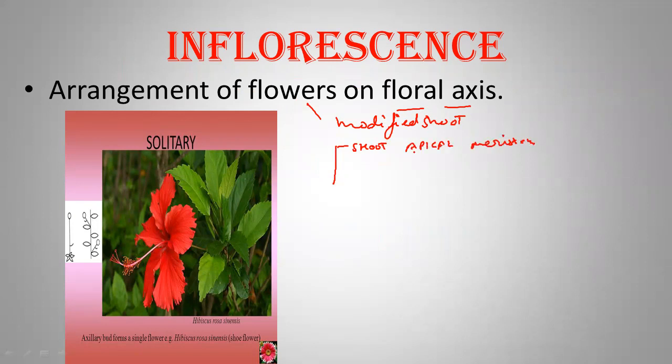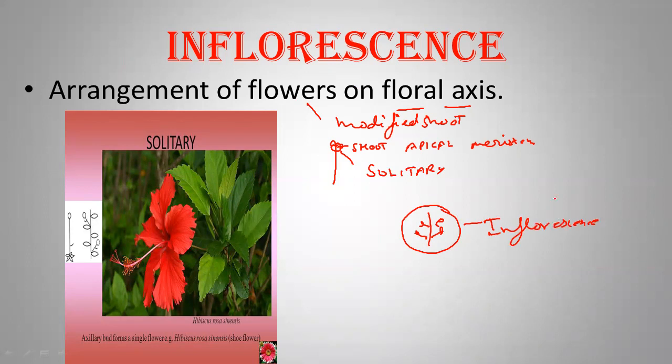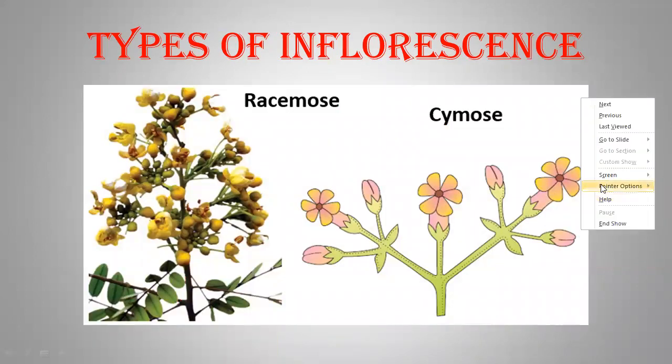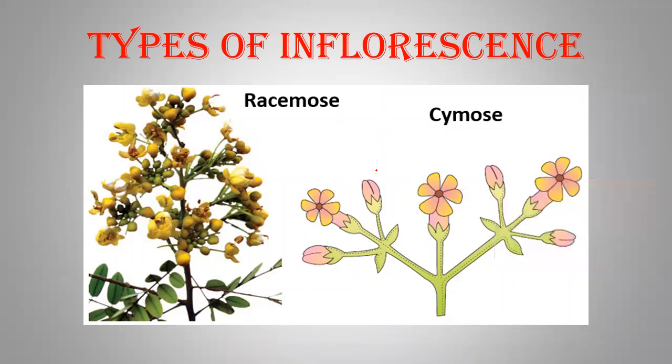So when the shoot apical meristem turns into a flower, that flower is known as solitary. And when flowers grow in groups, the arrangement of the group of flowers is known as inflorescence. Okay, let's see the types of inflorescence. There are two types of inflorescence, racemose and cymose.